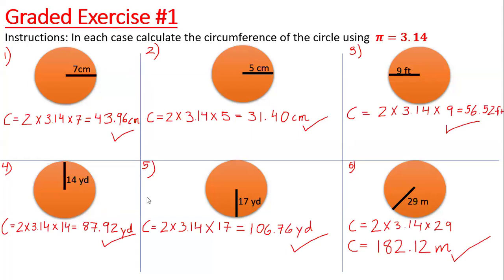What y'all got for number five? I got 106.76. For number six, I got 182.12. Yes, I got that too. Number six is 182.12. All right, okay, good. Perfect.